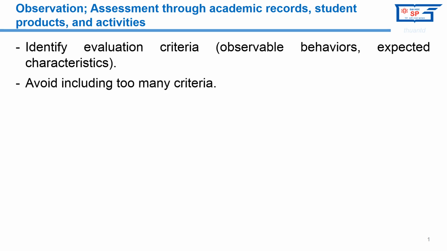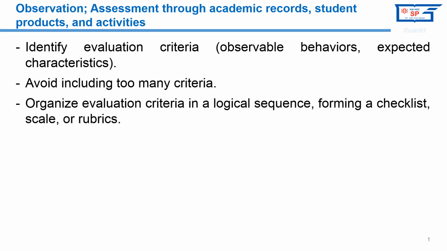The number of evaluation criteria should be moderate, appropriate for the teacher's memory capacity, and should not be overly abundant. Evaluation criteria need to be organized in a logical sequence, forming checklists, scales, or rubrics.